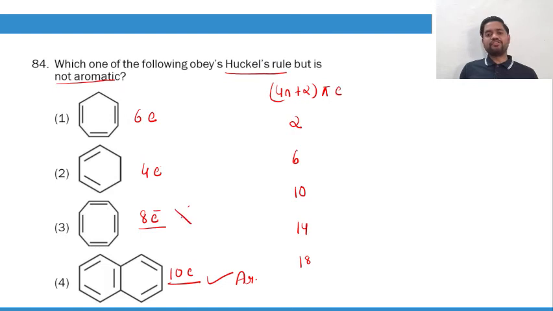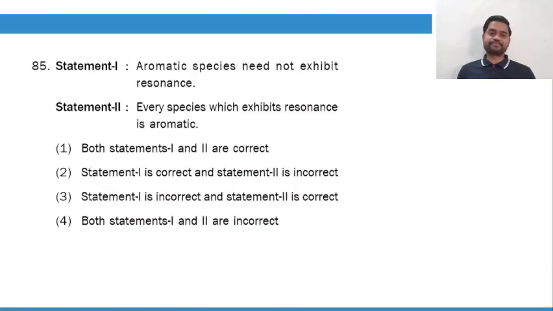8 electron does not follow Huckel's rule, right? 4 electron does not follow Huckel's rule. 6 electron follows Huckel's rule, but see, sp3. That means it is non-planar, hence it is non-aromatic. Hence option number 1 will be the right answer.